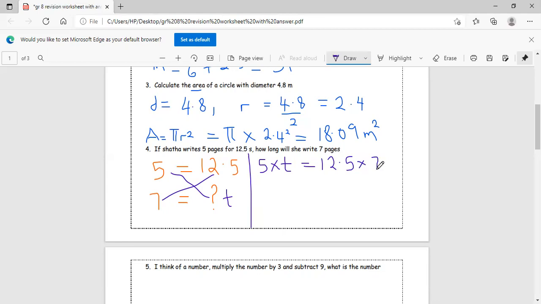Now, can you see that now? So, what is 12.5 times 7? What will that give us? That will give us 87.5. So, 5 multiplied by t, which is 5t, is the same as 87.5.